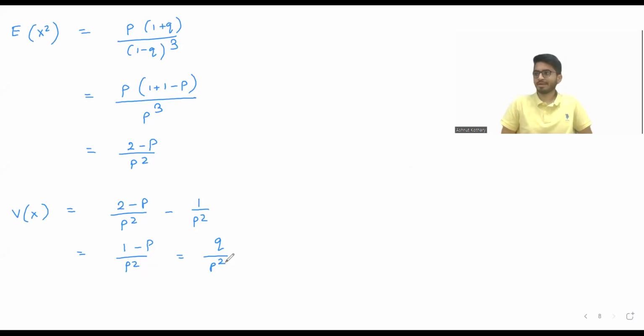So this was geometric type 1. Closely related to this is geometric type 2, where what we are looking for is the number of failures before our first success. In type 1, we were looking at the number of trials required to get our first success, or the trial in which we will get our first success. Type 2 is the number of failures before first success, or the number of trials which we need to conduct before we get our first success.